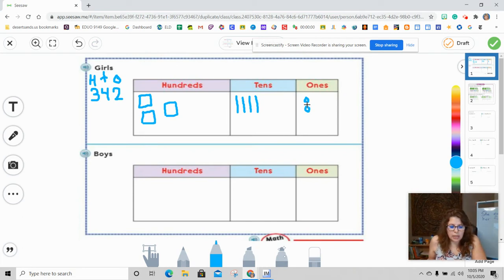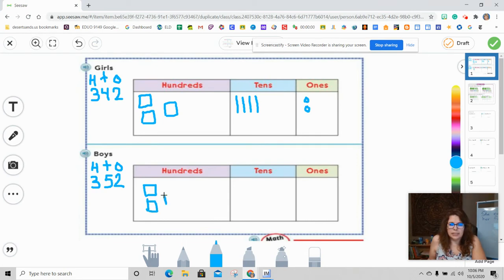There are 352 boys at the school. So I'm going to put 352. So I'm going to draw a picture also. So I'm going to put HTO. We're going to represent the boys with a picture as well. So I'm going to draw, there's a 3 in the hundreds place. So I'm going to draw 3 squares.